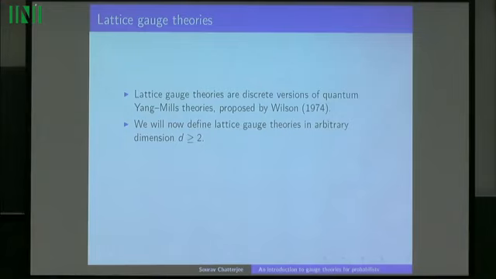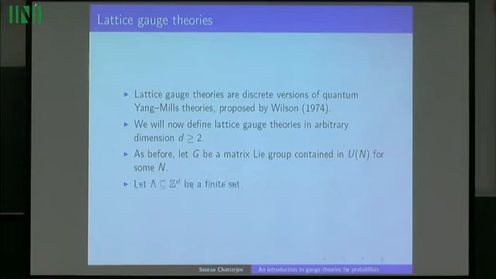So let's define lattice gauge theories in arbitrary dimensions. Earlier we were discussing quantum Yang-Mills theories in dimension 4, but now we'll go to arbitrary dimension D, 2 and higher. As before, let G be a matrix Lie group containing U(n) for some n, so it's a subgroup of unitary matrices. And we define these theories first on finite subsets of the lattice.